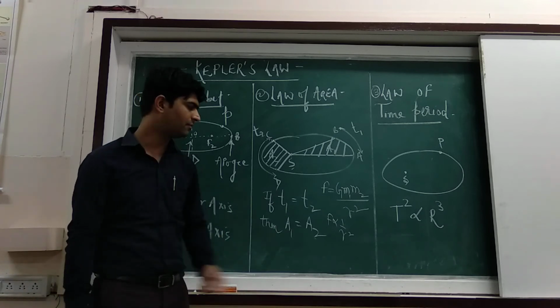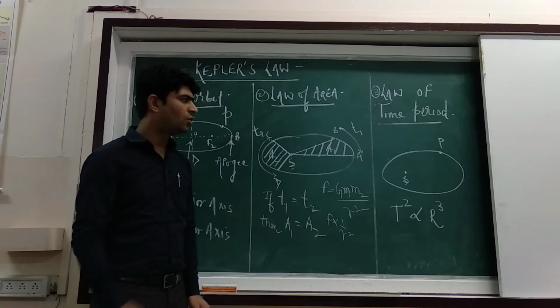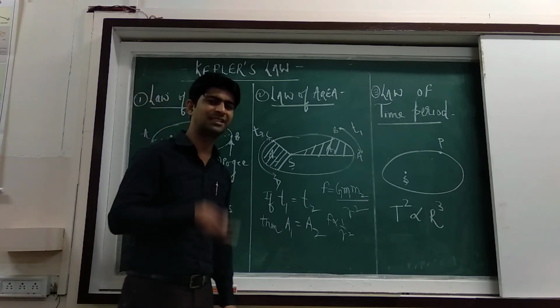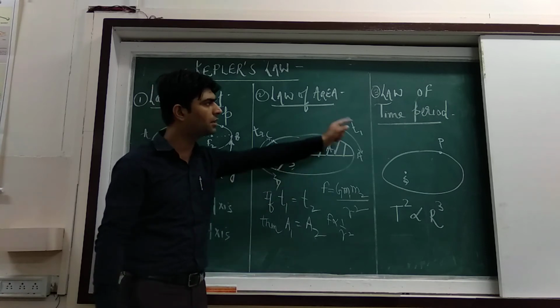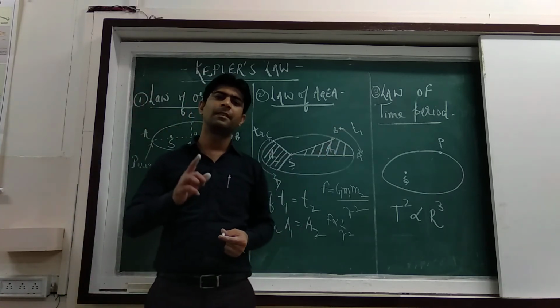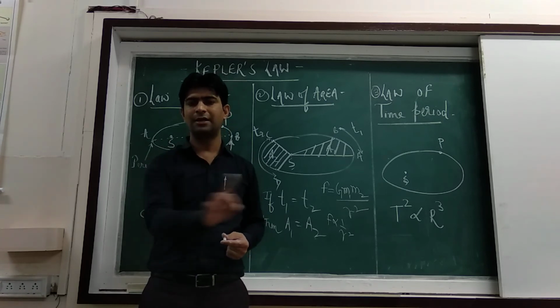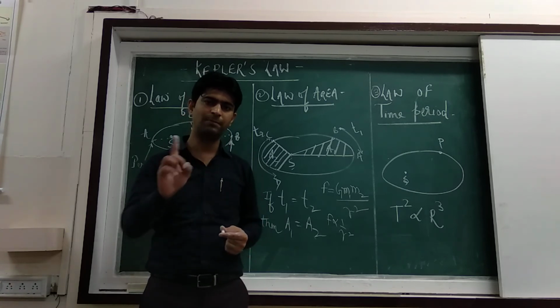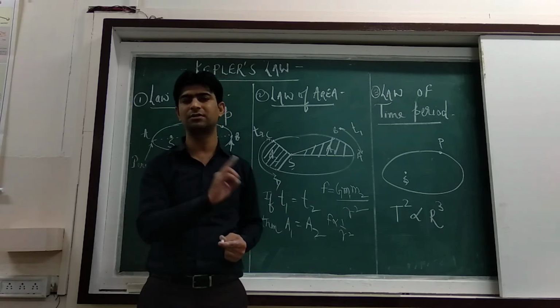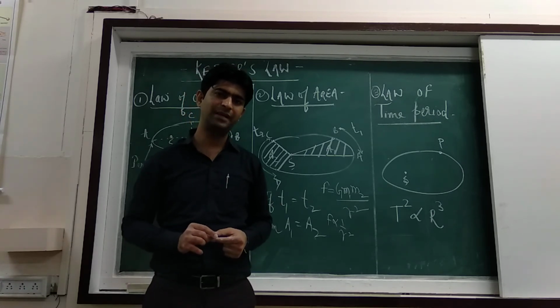And the reason I have indicated here: the more the distance, the lesser the force of gravitation, and the lesser the speed. Coming to the third point, that is the law of time period. Time period simply means the revolution of the planet takes a certain duration to complete one revolution. So the time taken by the planet to complete one revolution around the sun is called time period.